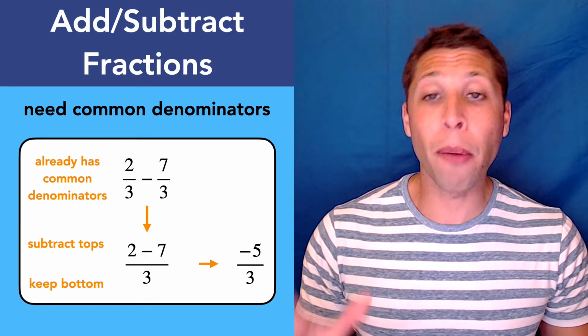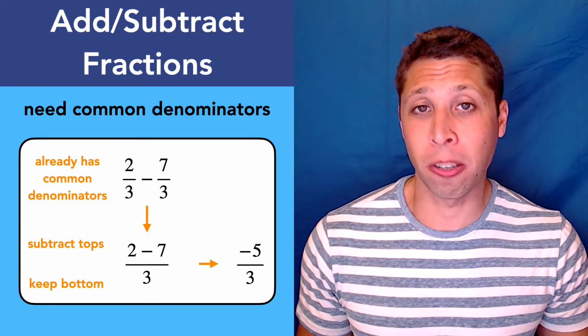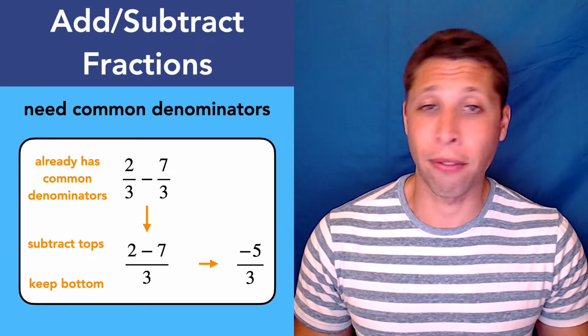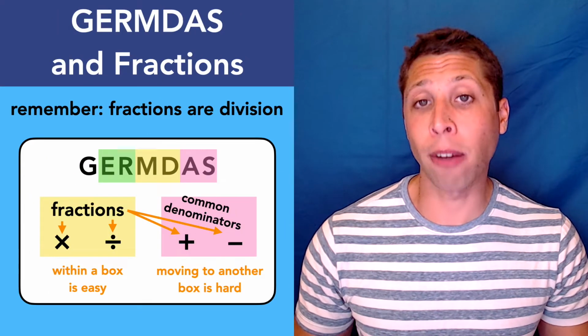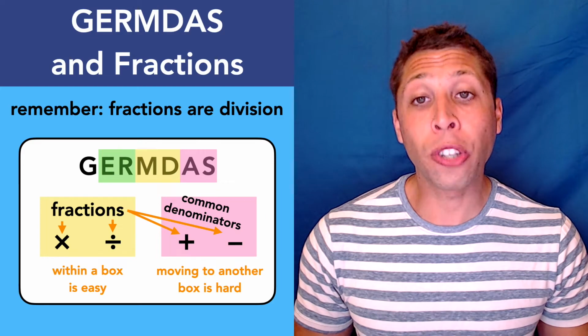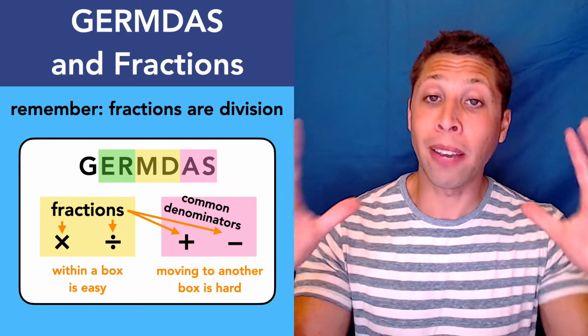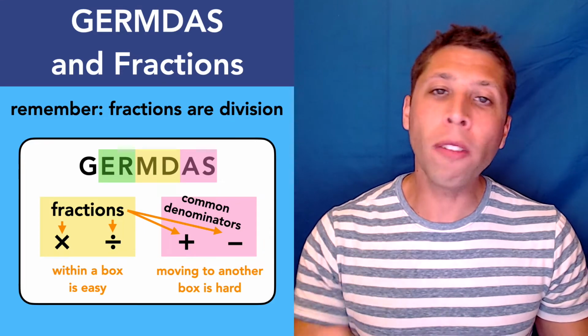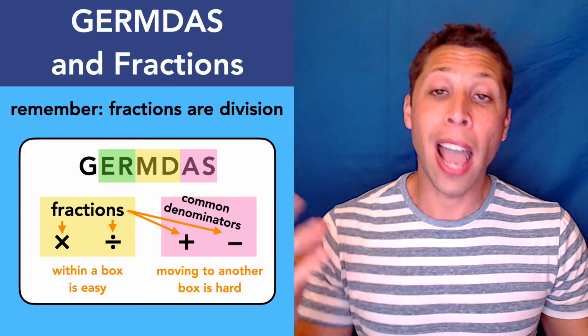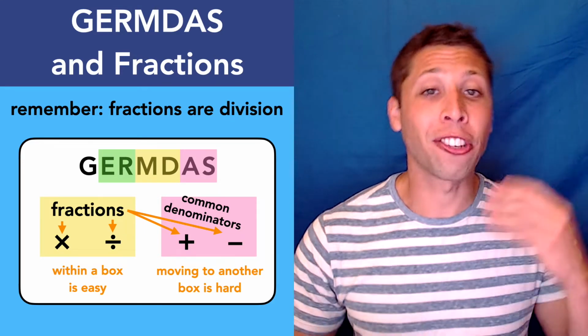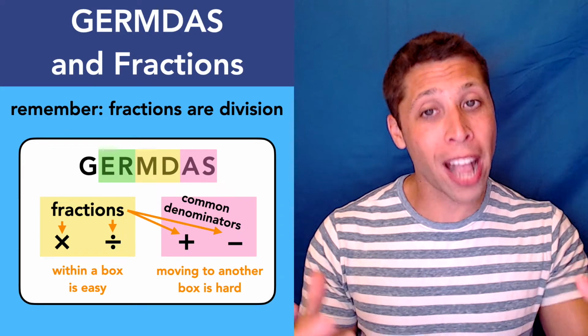As promised, I want to quickly explain why addition and subtraction are so much harder when we have fractions. It really comes down to the order of operations, which I abbreviate as GERMDAS. The G stands for groupings, like when we have numbers in parentheses. But all the other letters can be paired up. Exponents and radicals, multiplication and division, addition and subtraction.